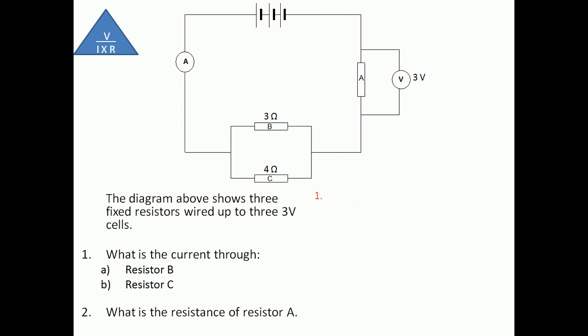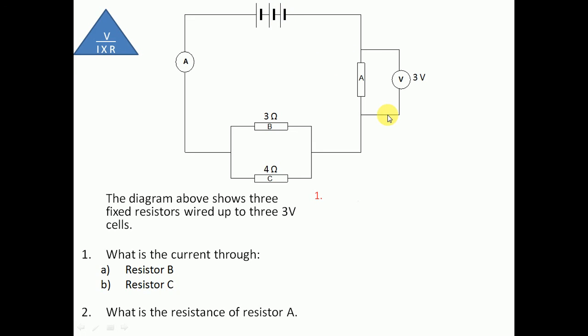The diagram above shows 3 fixed resistors wired up to 3 3-volt cells. So before I do anything else, I'm going to work out what the total potential difference of this circuit is. Since we've got 3 3-volt cells, we must have a combined potential difference of 9 volts. I've just done 3 plus 3 plus 3.